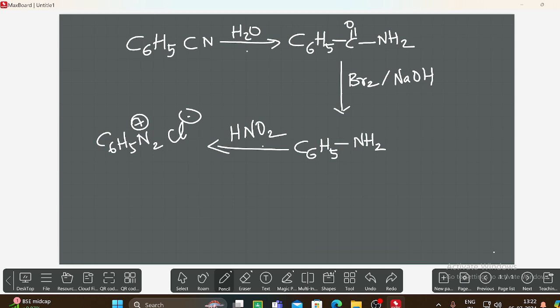This conversion you may see in the Pradeep book. That is what I told you, the annexure 1, 2, 3. In that they have given this conversion, cyanobenzene to benzene diazonium chloride. If you want, you can take it down. This is not in the textbook. It's an extra question, just so you can improve your knowledge.